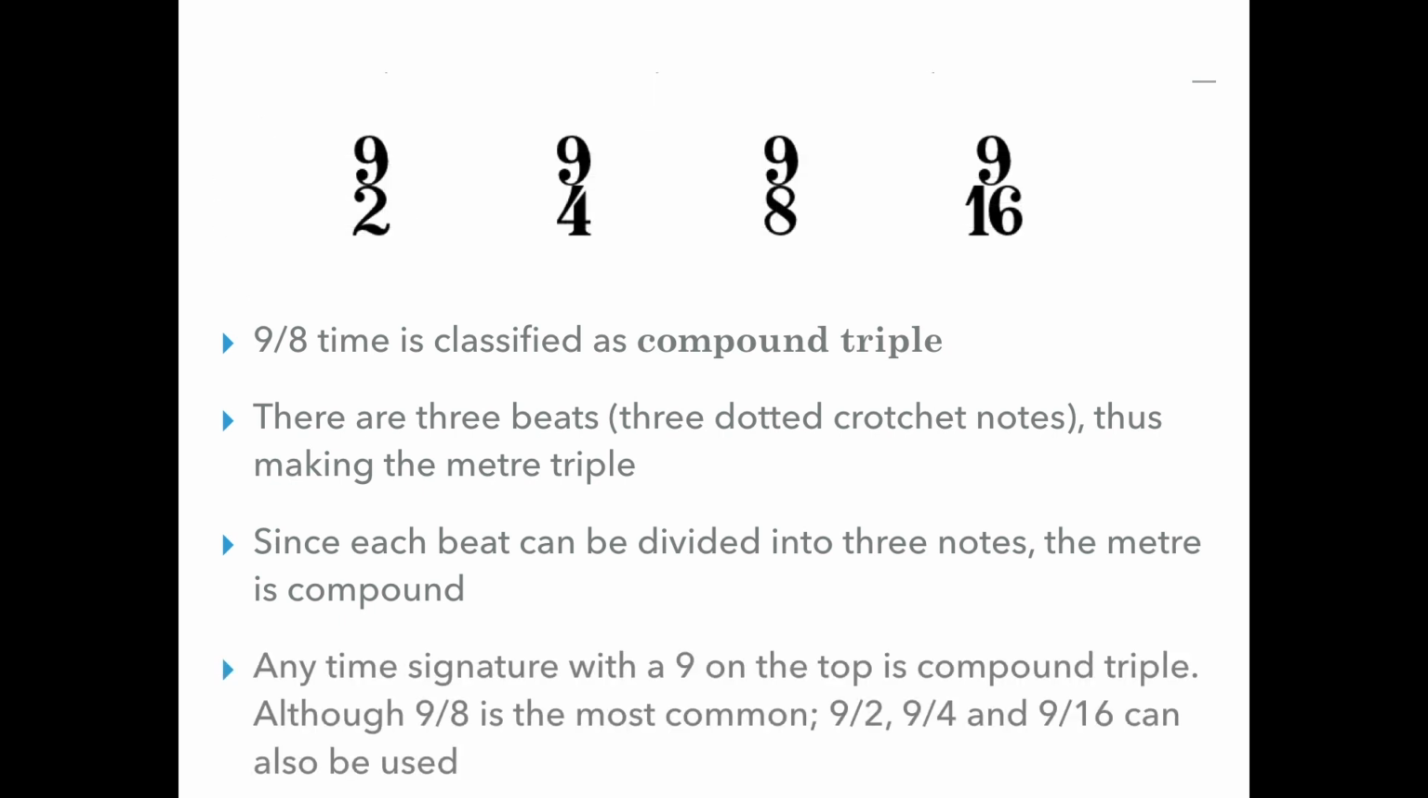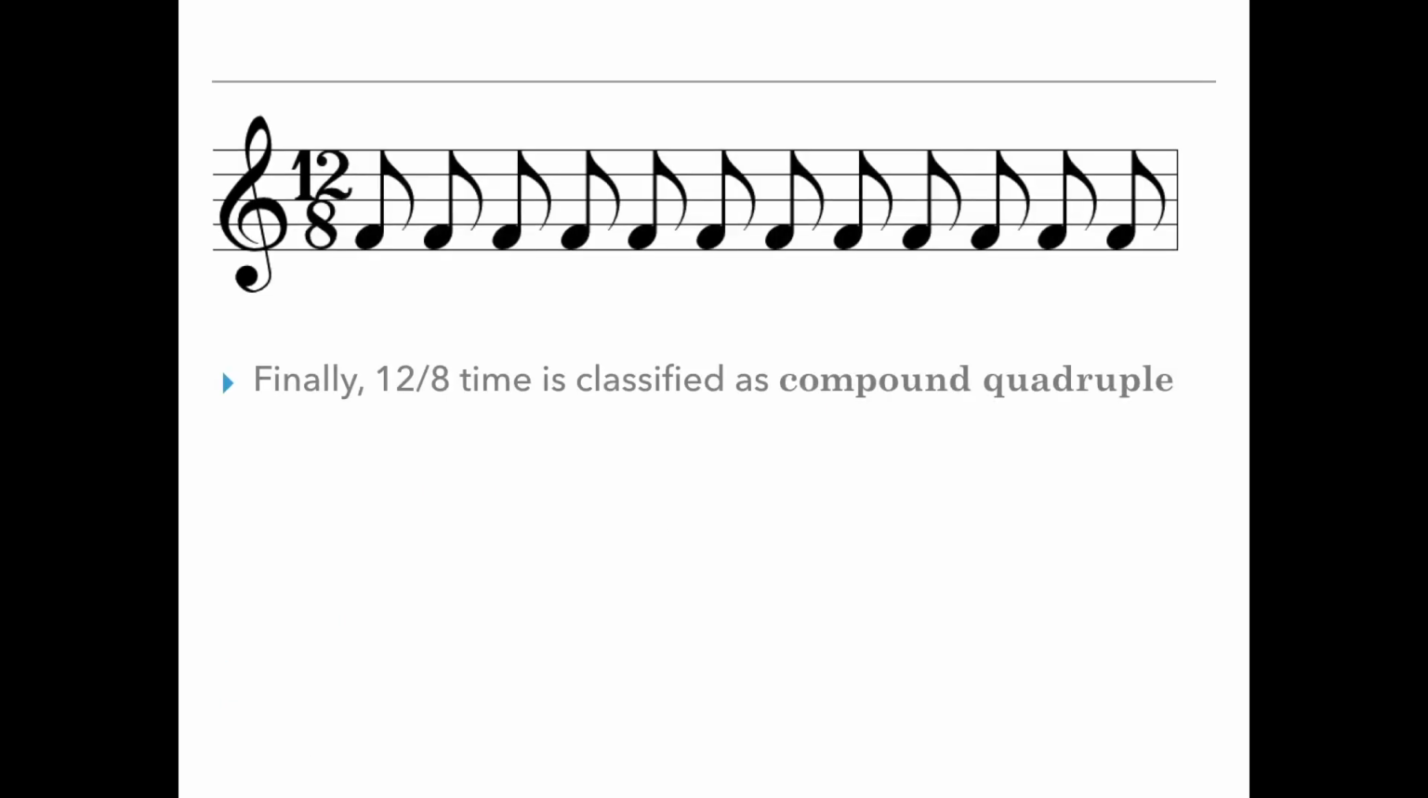So some more signatures with 9 on the top. These are all compound triple time. Okay? Don't worry about those too much. We're getting quite technical, but all of those are compound triple. That's 3 beats per bar.